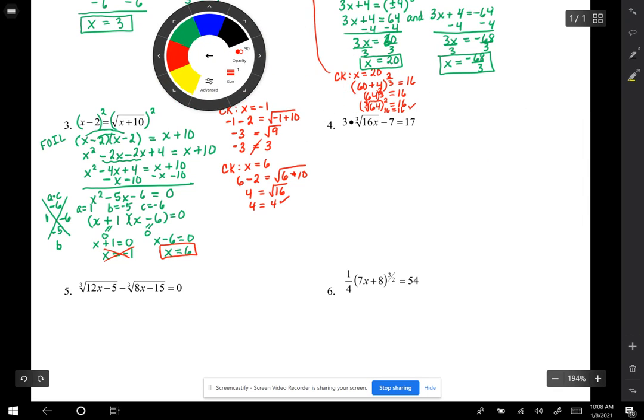Okay, now we'll do example 4. Example 4, notice you have a bunch of stuff that's with the radical. So you need to get the radical by itself. The first thing you want to do is move over the negative 7. So add 7 to both sides. You have this 3 out front.